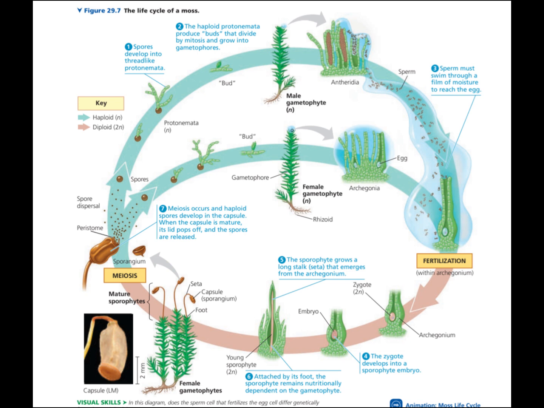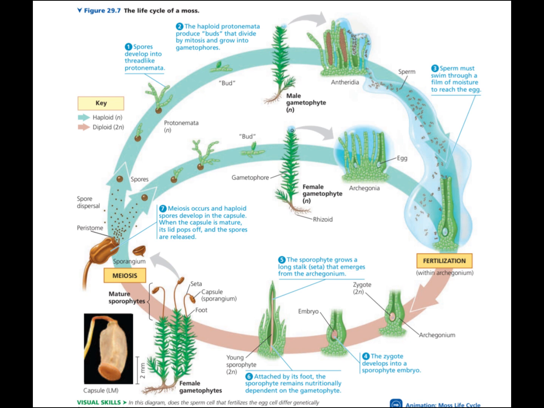And also this gametophyte is photosynthetic. The stem, leaves and rhizoids are present in the gametophyte. And the gametophyte is dioecious. Dioecious means it contains both the male gametophyte and also the female gametophyte. The male gametophyte will produce antheridia, while the female gametophyte will produce the archegonium.